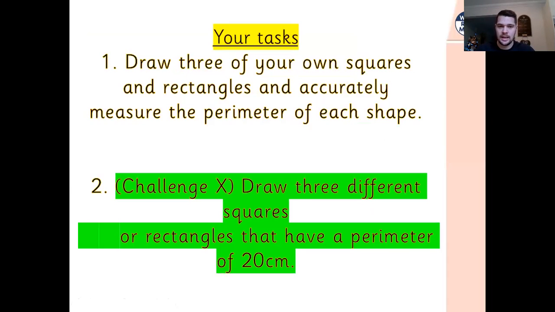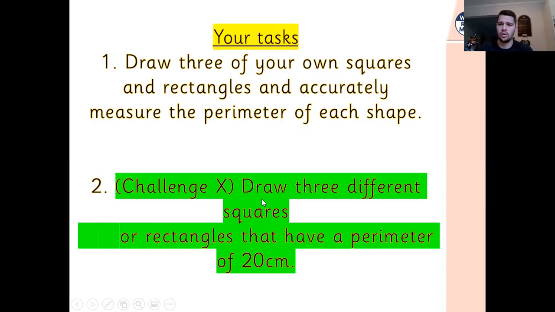Finally then, your next 2 tasks, hopefully you give the Challenge X a good attempt. First of all, can you draw 3 of your own squares or rectangles, maybe a combination of both, and accurately measure the perimeter of each shape? Maybe try to do one quite long and thin. Maybe try to do a really large square. It's up to you. Your Challenge X, a bit trickier.